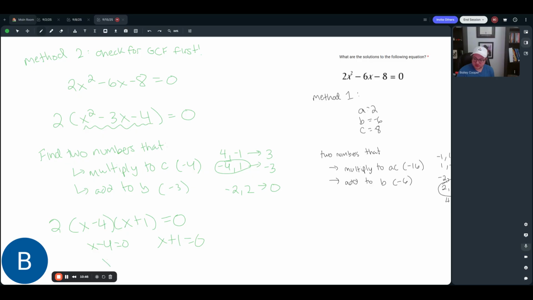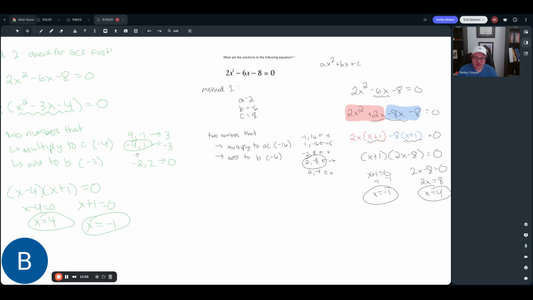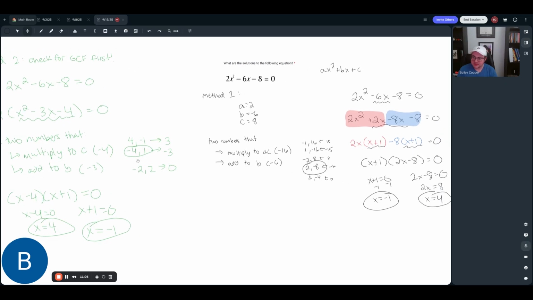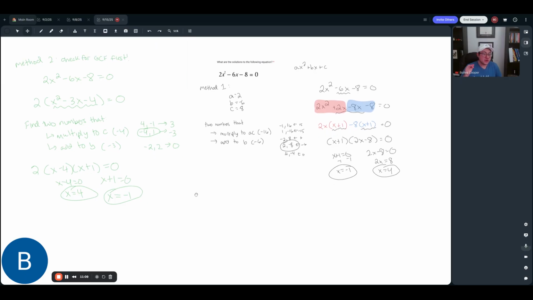We're going to add 4 to both sides to get x equals 4, and subtract 1 from both sides here to get x equals -1. And I believe those should be the same answers we got from doing it the long way. Let's zoom out here and take a look. We got -1 and 4. Great. So again, this is really nice when it works.